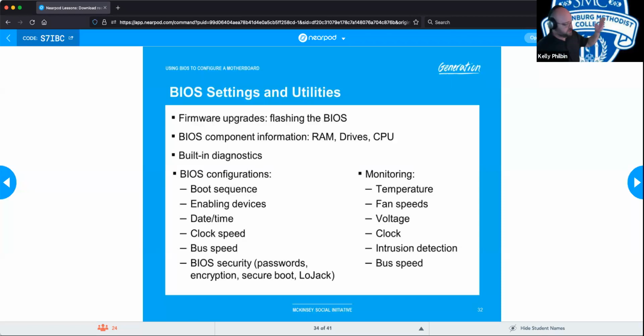Now, the monitoring side, as we just said: temperature of the internal components, fan speeds, voltage, clock, intrusion detection. Has somebody opened the computer case? Sometimes they will have sensors for that. If the case has been opened, it will send an alert through the BIOS. Or if somebody has made changes to the BIOS, it may also notify you of that. It will let you know as well about the bus speed, if you're having issues with that, if one of the pathways has become damaged or is having intermittent issues.